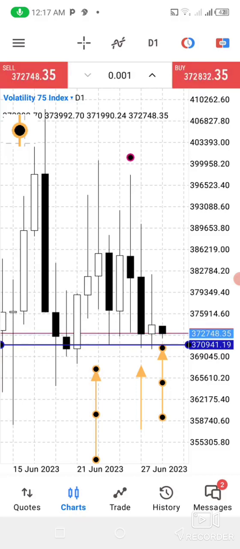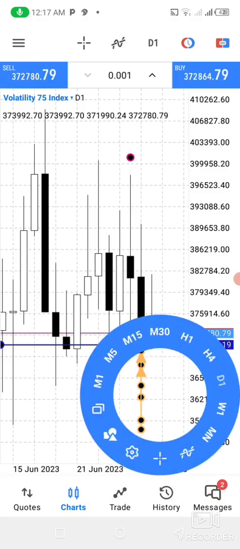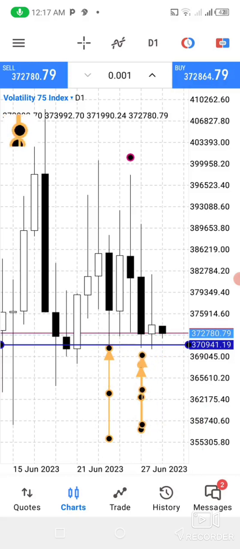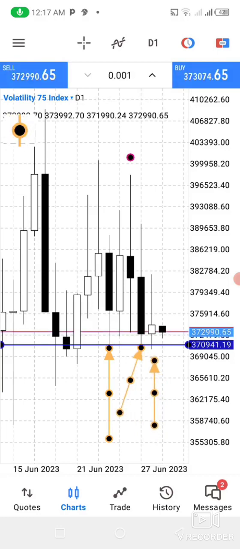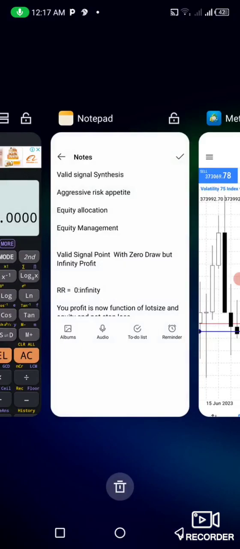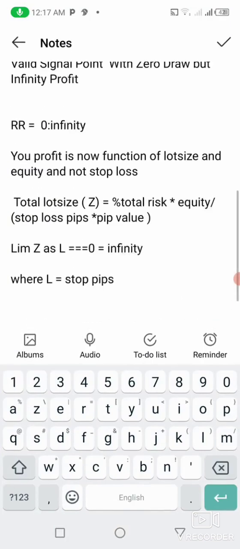Are you getting it? So here we have this point, and then we have this point, and then when we have this, the third point becomes our entry. See the third point here become our entry. Now when you are entering here, you have run your calculation. Look at the formula to calculate the lot size. Now let's go.